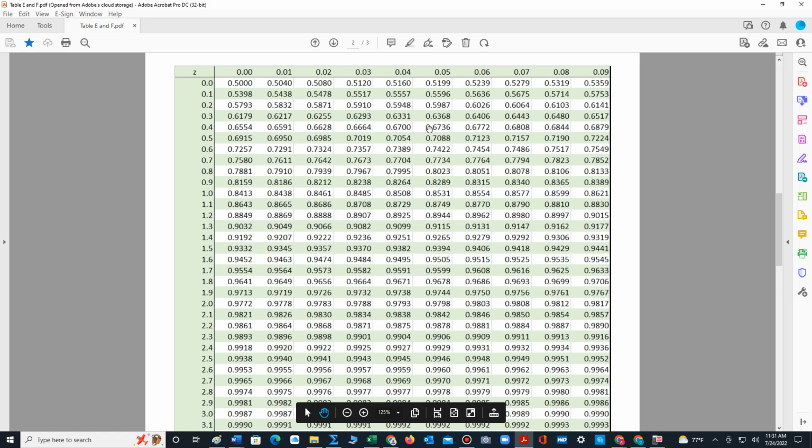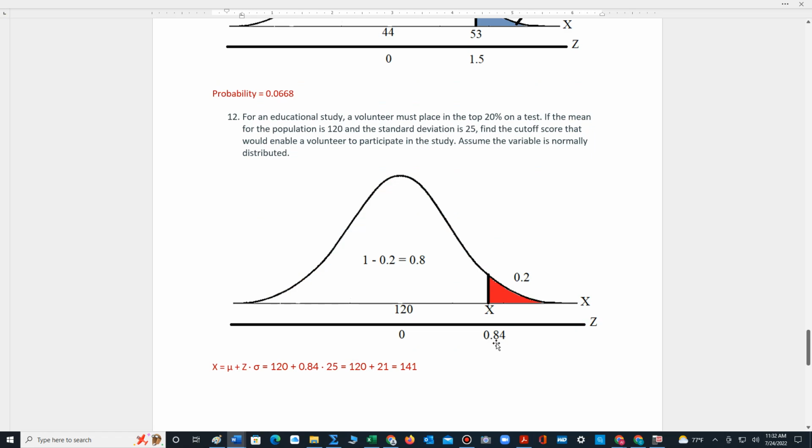So we have to look for the area that is closest to 0.8, and it's going to be this area here, 0.79995. That's as close as we can get to 0.8. So we look to the left, 0.84. That's our z value. That corresponds to x.